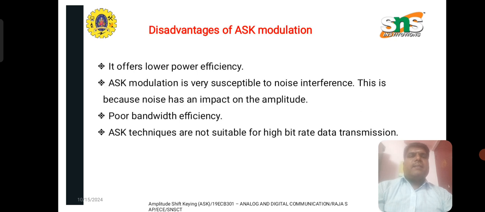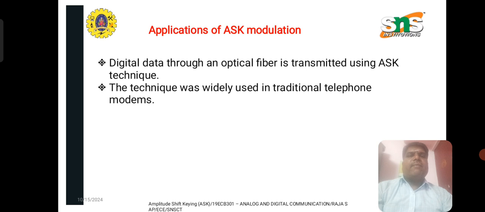Disadvantages of ASK modulation: it offers low power efficiency. ASK modulation is very susceptible to noise interference. This is because noise has an impact on the amplitude. Poor bandwidth efficiency. ASK techniques are not suitable for high bitrate data transmission.